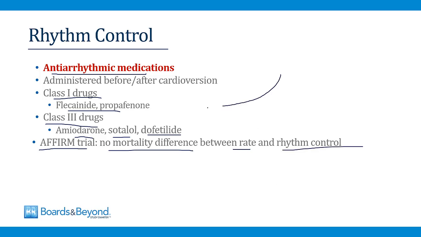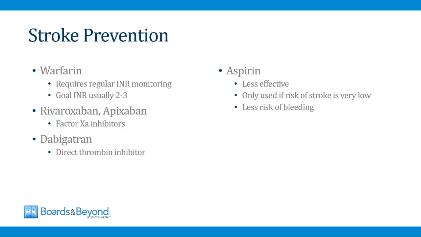And for that reason, using these drugs, which carry a lot of toxicity to maintain sinus rhythm, is something we only do in very select patients. Now that we've talked about rate control and rhythm control, let's talk about the final element of treatment of atrial fibrillation, and that is stroke prevention through anticoagulation.